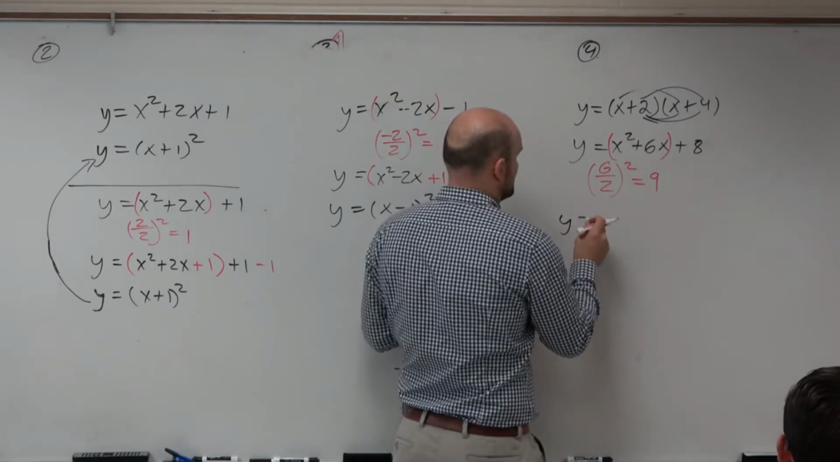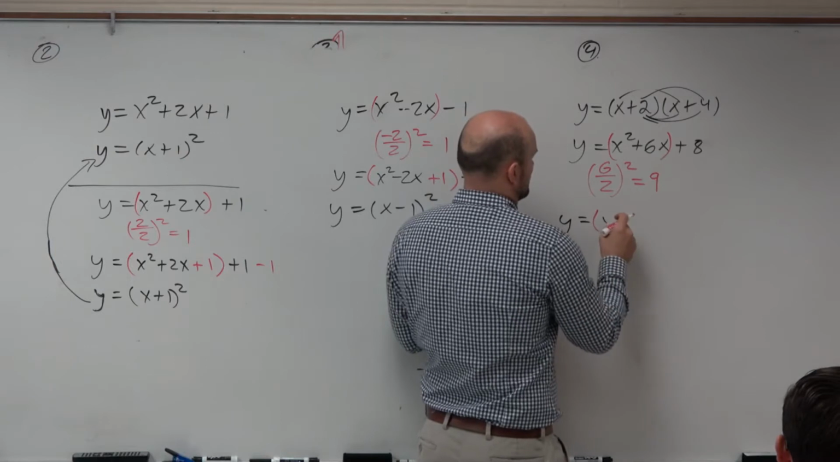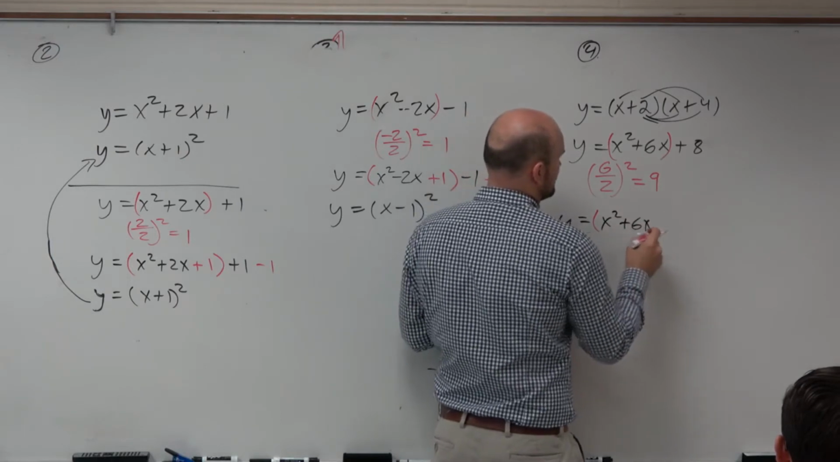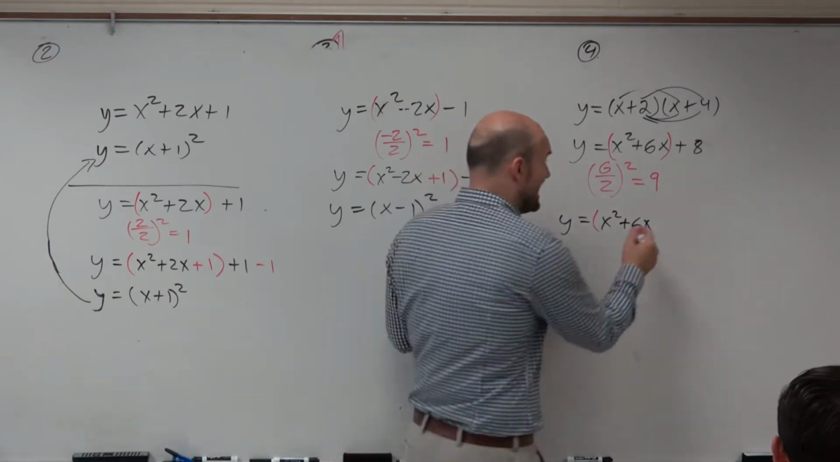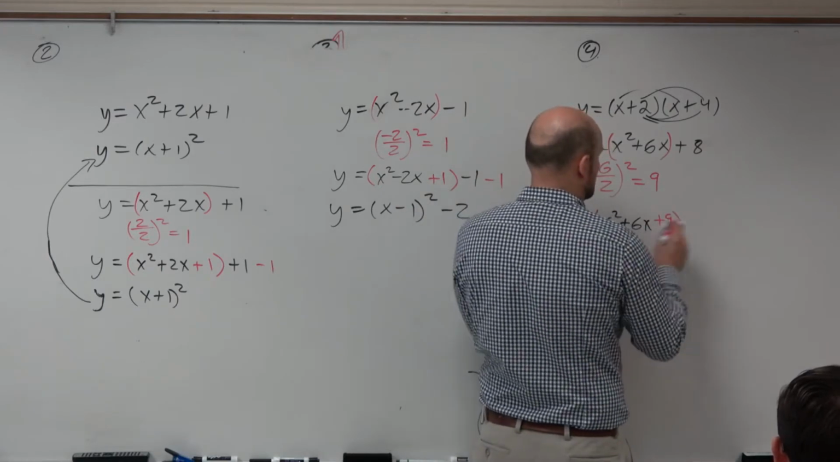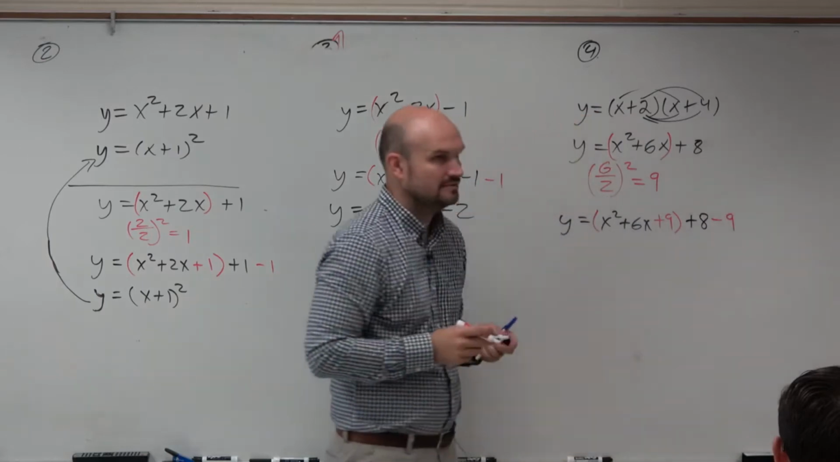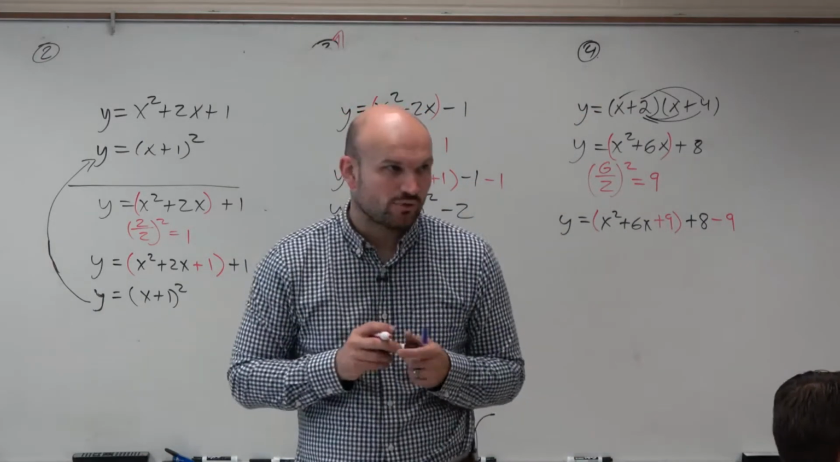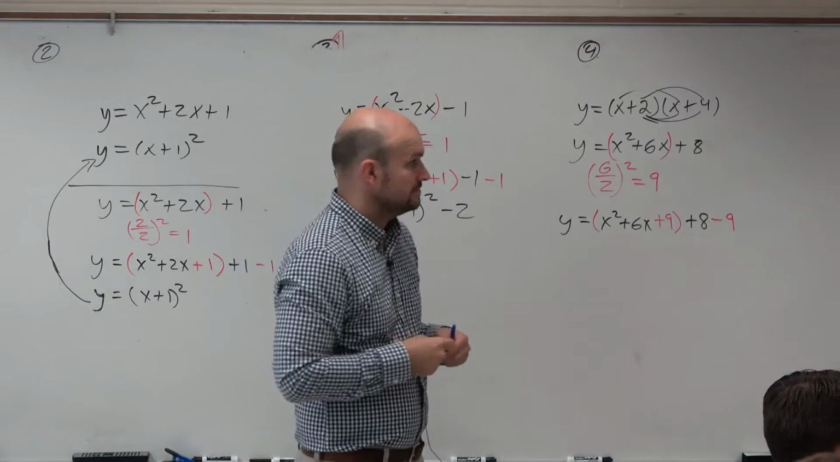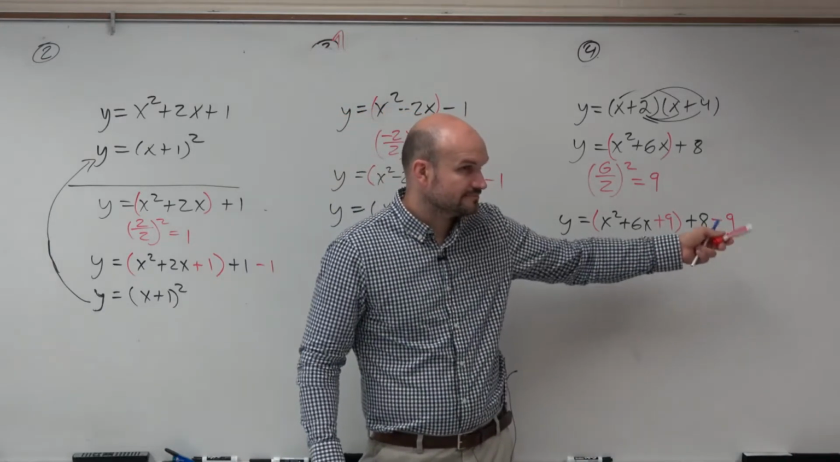So I have y is equal to x squared plus 6x. What do we do with that 9? Add it inside the parentheses. But if you're going to add it inside the parentheses, you have to subtract it outside. Otherwise, you're not going to produce an equivalent equation. Make sure you remember that step.